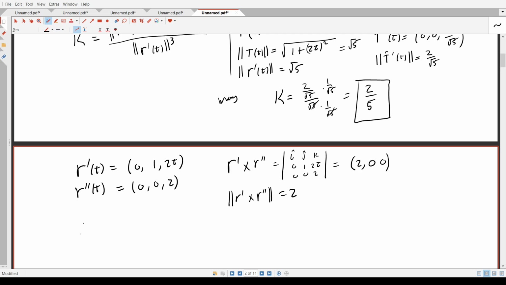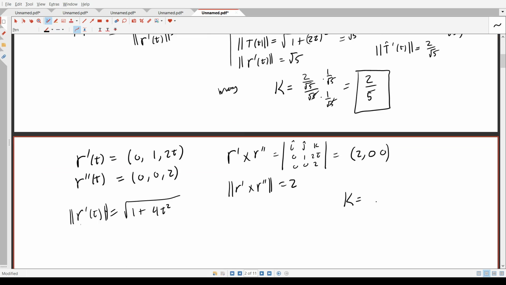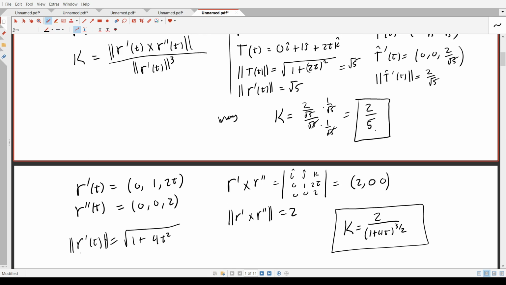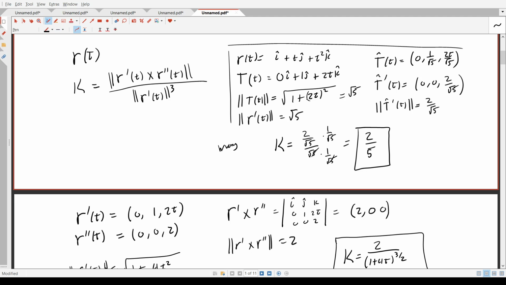So I need the norm of r prime. So the norm of r prime of t, that's going to be the square root of 1 plus 4t squared. Okay, so the curvature, that's this divided by this, cubed. Okay, it needs to be this cubed, right? There's a cubed up here, right? This cubed. So that's going to be 2 over 1 plus 4t squared to the 3 halves. That's what it should have been. And so yeah, I definitely made a mistake up here. And that was the mistake right there.